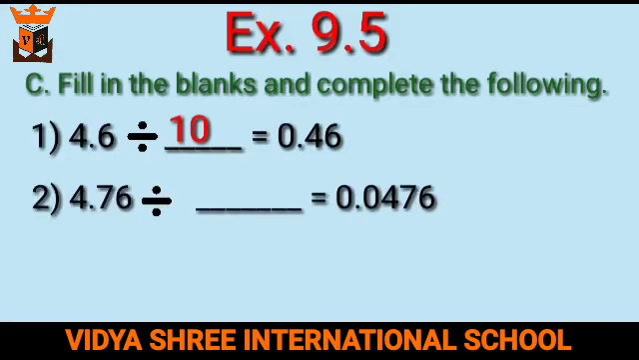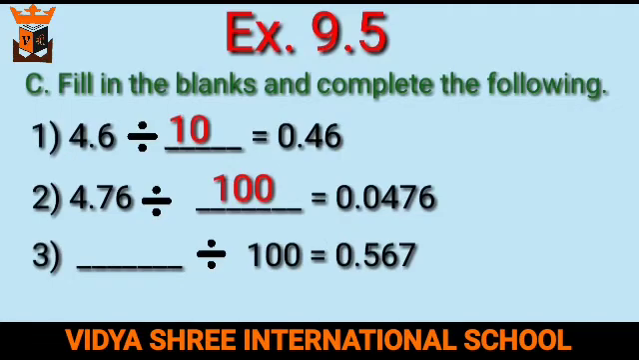Next is 4.76 divided by which number so that we will get 0.0476. Here the decimal point shifts two places to the left, so we had divided this number by 100. Next is which number is divided by 100 so that we get 0.567. So here we are dividing by 100. It means the decimal point shifted two places to the left. So before that it will be 56.7.